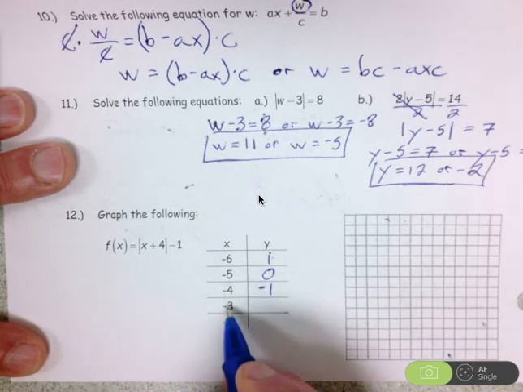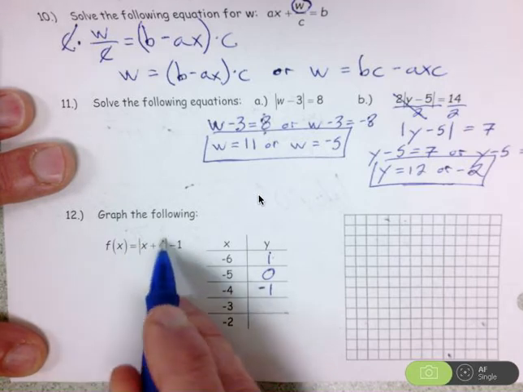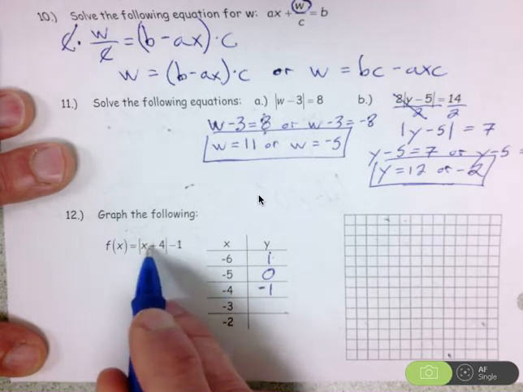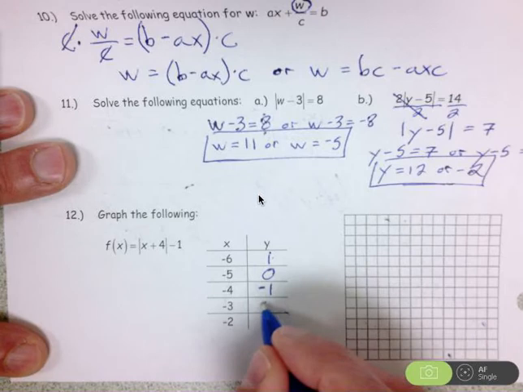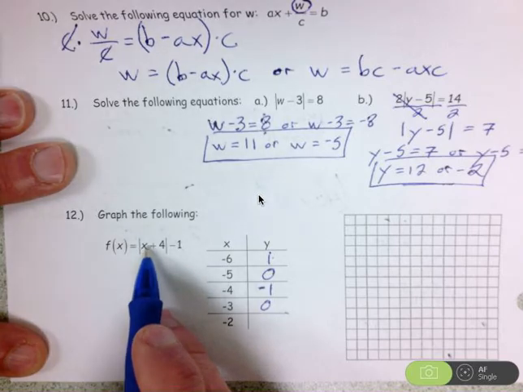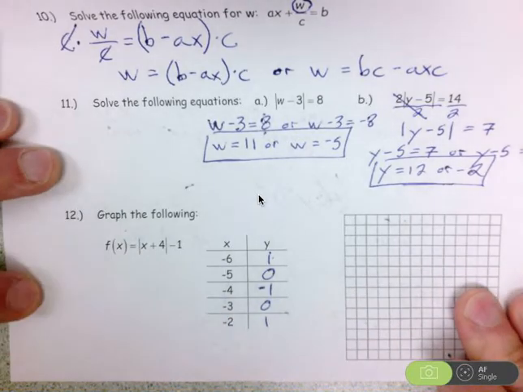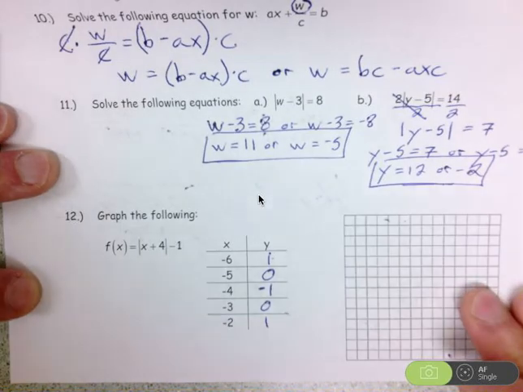Negative 3 plus 4 is a positive 1. The absolute value won't change that. It's still positive 1. 1 minus 1 is 0. Negative 2. Negative 2 plus 4 gives me 2. The absolute value of 2 remains 2. 2 minus 1 is 1. So I'm simply making a table of values that I can use in order to make my graph.